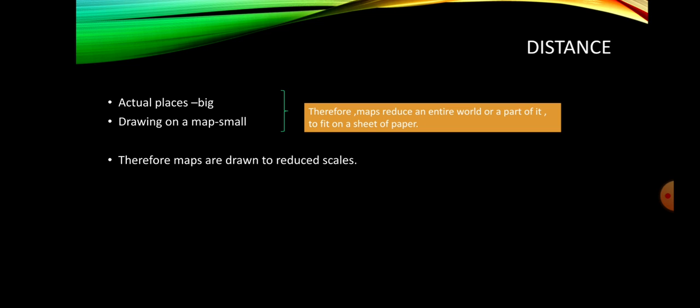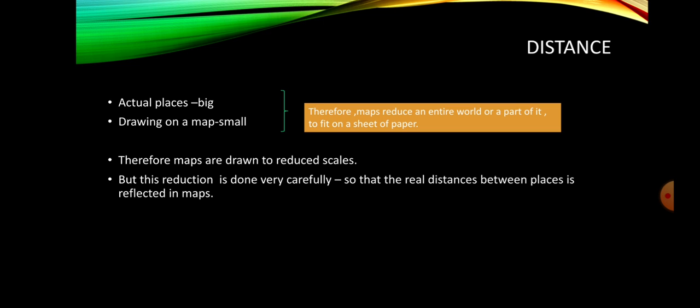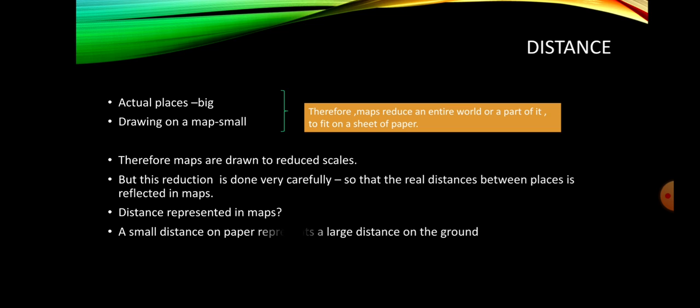Therefore, maps are drawn with the help of a reduced scale, but the reduction is done very carefully, keeping in mind that the real distance between places is reflected in the map. A small distance on paper represents a larger distance on the ground.